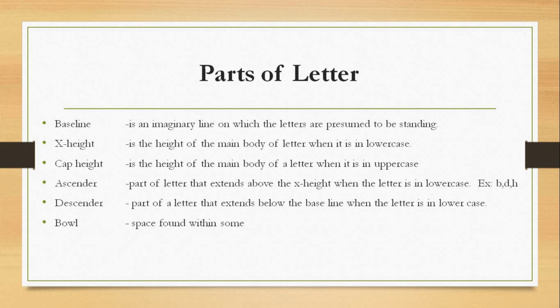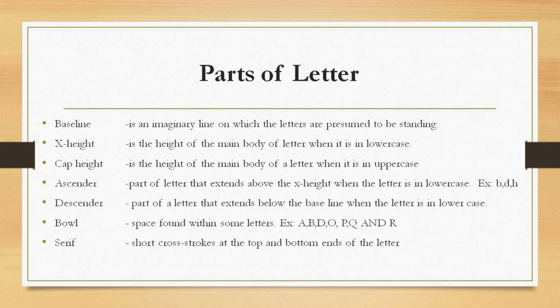Next, bowl. What is bowl? The space found within some letters. So you have some space within letters, like in A, B, D, O, P, Q and R. That space inside the particular letter is called bowl. Next, serif. What is serif? Short cross strokes at the top and bottom ends of the letter are called serif.